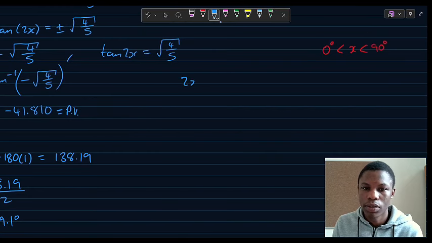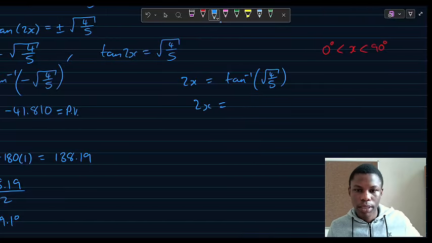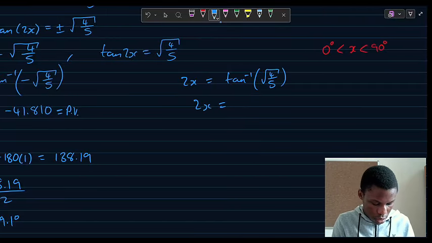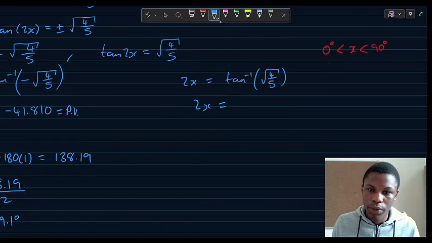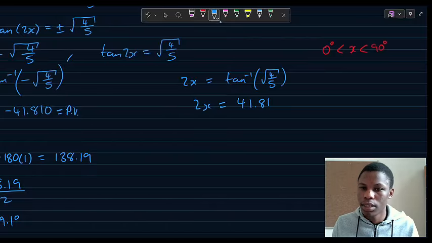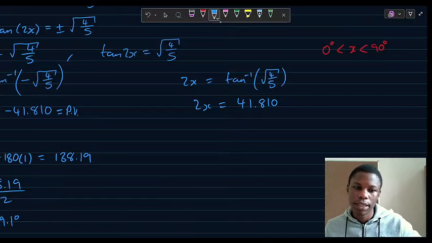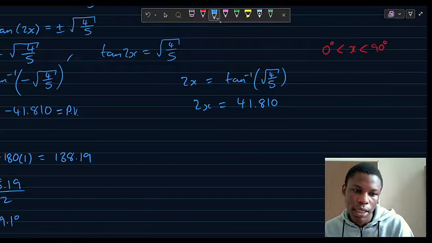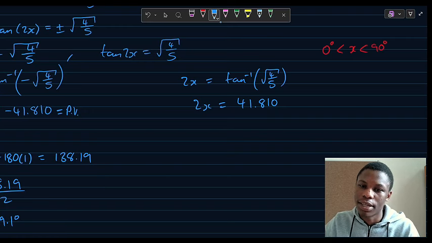So we're going to say 2x is arctan of root 4 over 5. And so 2x is going to be arctan of the positive root 4 over 5. You get 41.810. And if you use the same formula that we used, you find that the number you get is way too big, that even when you divide by 2, it's still going to be outside of our interval.